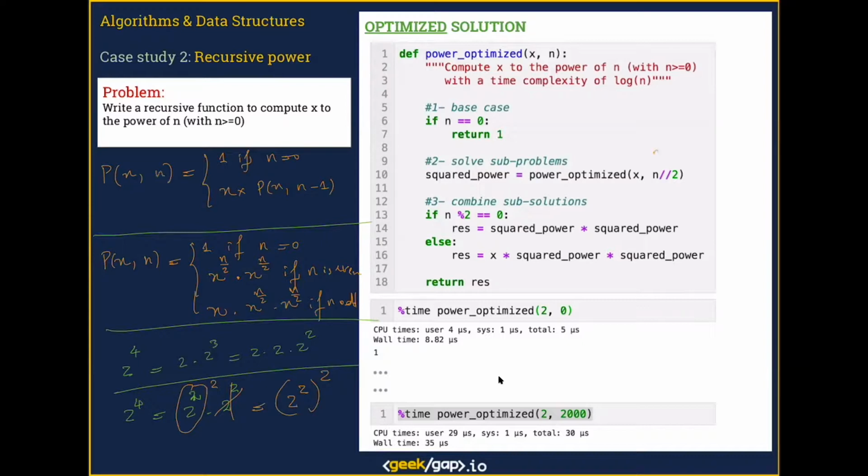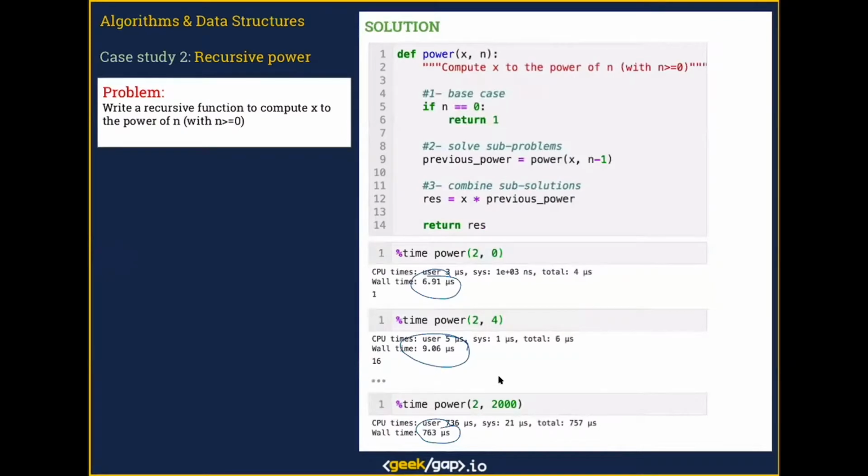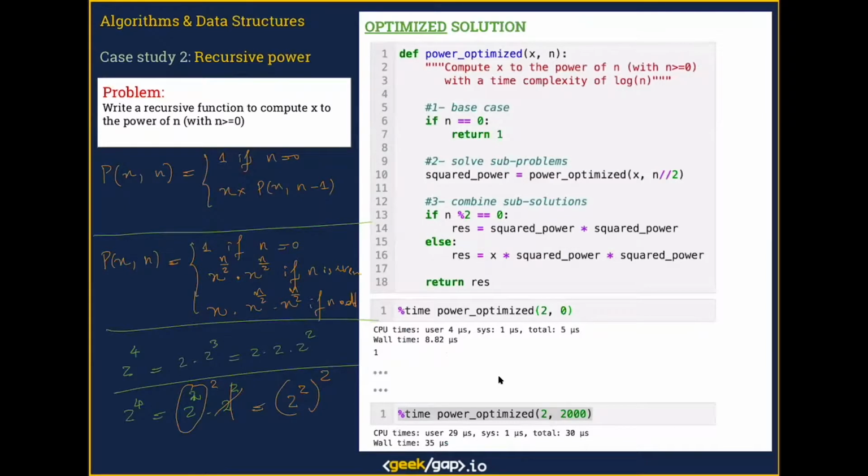Before, the way we reduced the problem was linear. We don't do it like that anymore. We reduce the size of the problem by half each time. And this allows us to go much quicker. You can see that the time it took to compute 2000 again was 763 milliseconds, and here it takes only 35 milliseconds.